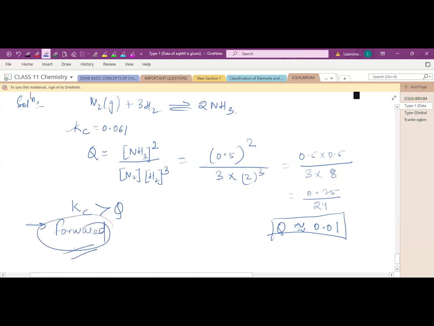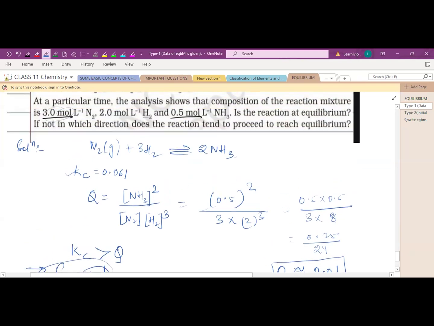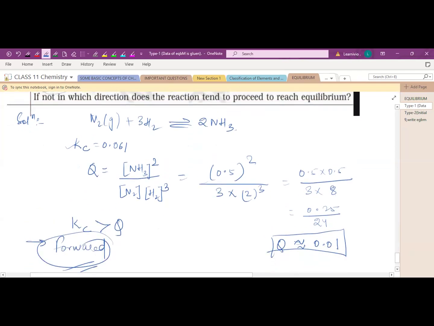That is very simple. For this type of question, sometimes the Q value will be given and you have to find Kc. Find the Kc value and compare the Q value and the Kc value. If Q is greater than Kc, the reaction will proceed in the backward direction. If Kc is greater than Q, it will be forward direction. If both are equal, then it is at equilibrium.